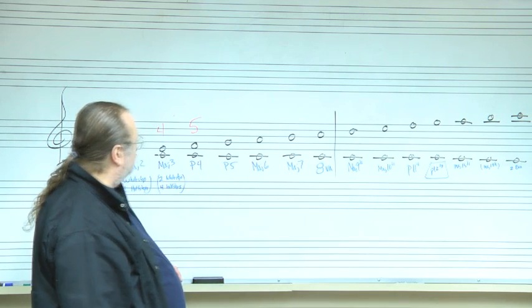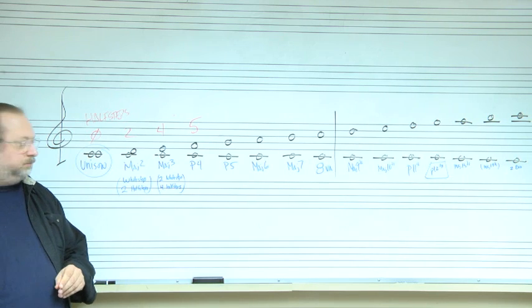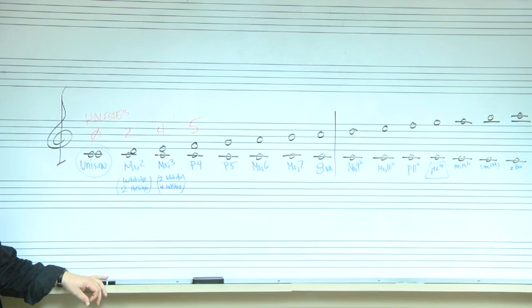So what was a major third? 4 half steps. Okay. Sorry, I'm going to write this down. Perfect fourth is 5 half steps. Perfect fifth would be how many half steps? 7, right?